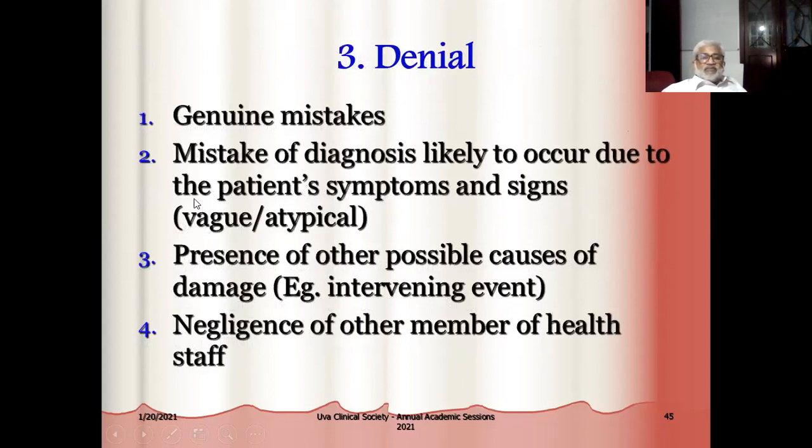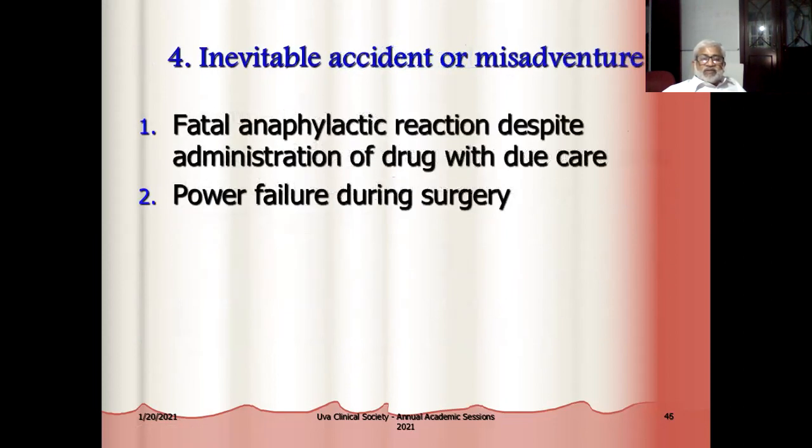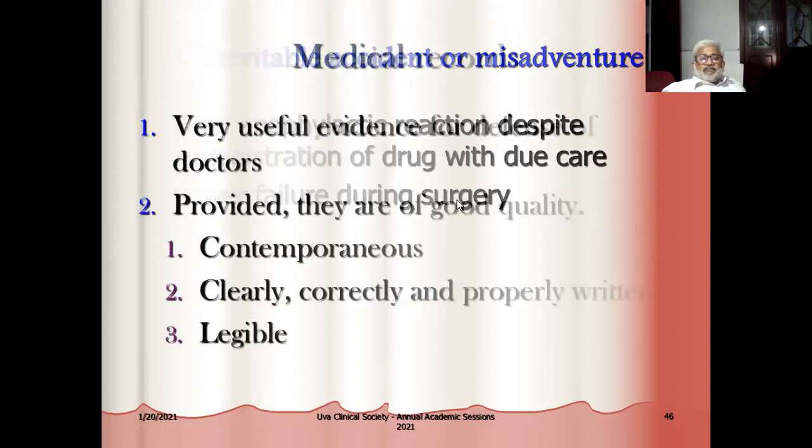A doctor can deny negligence when there is a genuine mistake. A mistake of diagnosis is likely to occur when the patient's symptoms and signs are vague or atypical. Presence of other possible causes of damage, for example an intervening event. Negligence of another member of the health staff is another reason for denial. Inevitable accident or misadventure: a fatal anaphylactic reaction despite administration of the drug with due care, or a power failure during surgery.